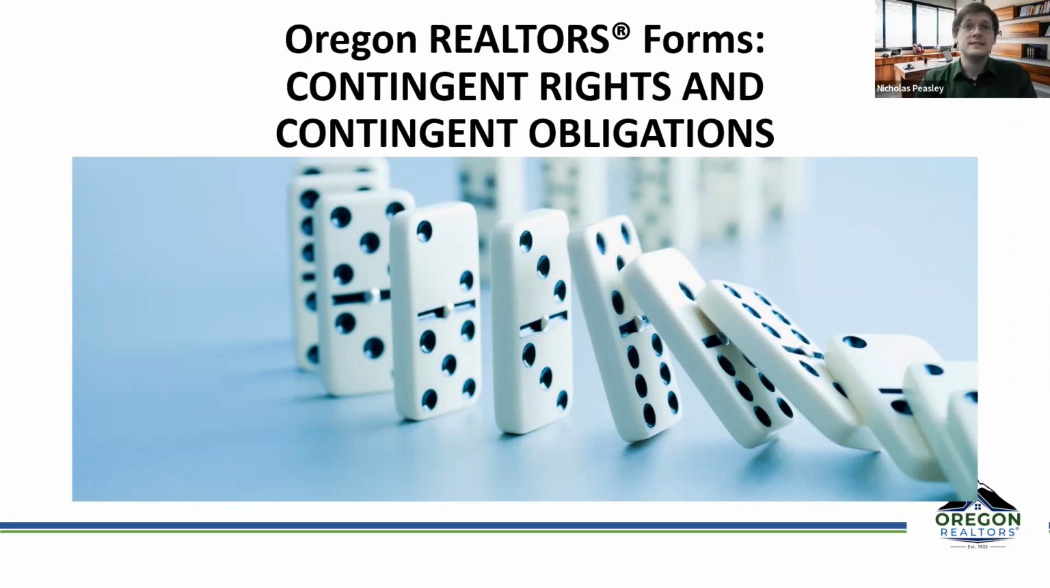So let's go. Now you'll note the first image is dominoes. That's because a contingent right is largely something that you could describe as something that causes a domino effect. If your contingency falls apart, it sets the dominoes in motion, and it can cause the failure of many other elements of the contract, if not the whole contract.